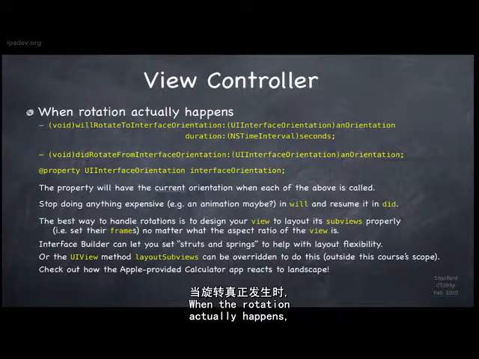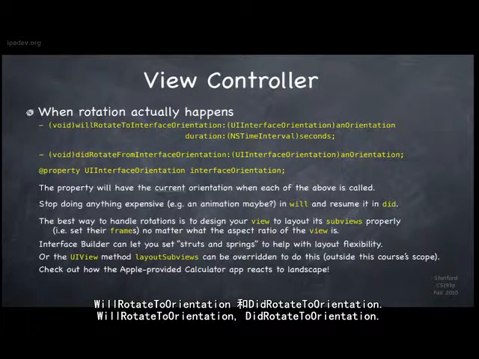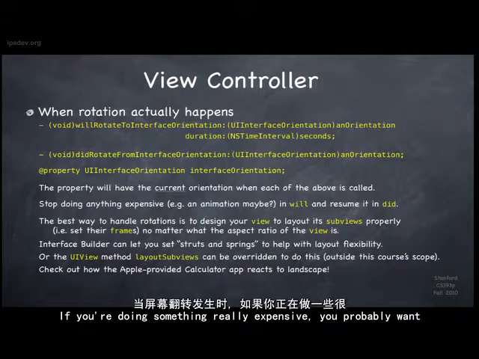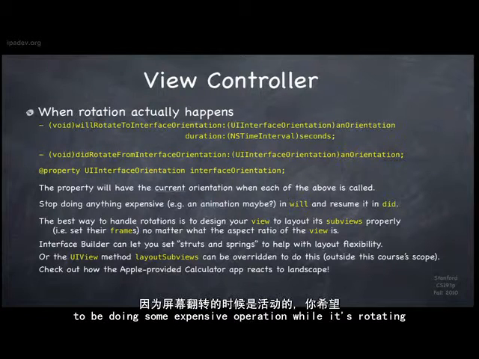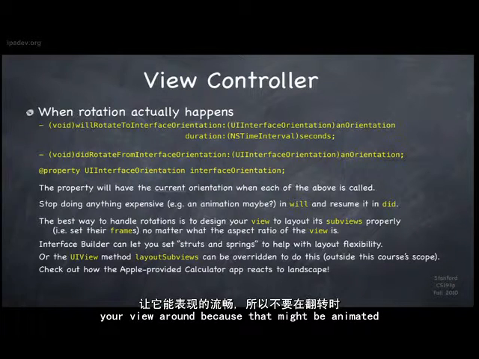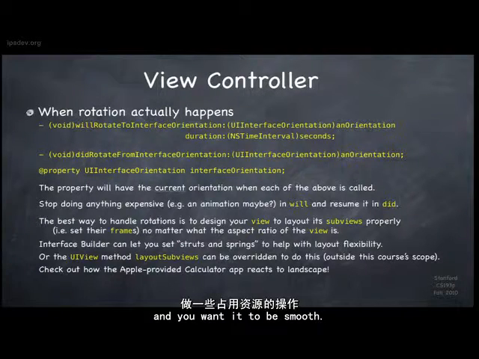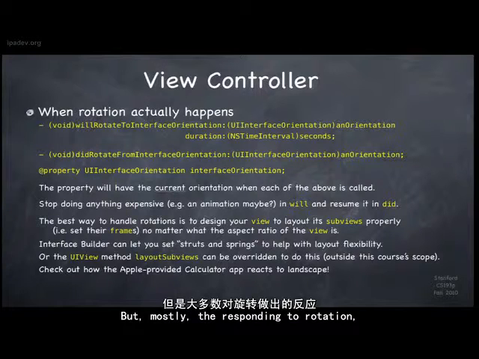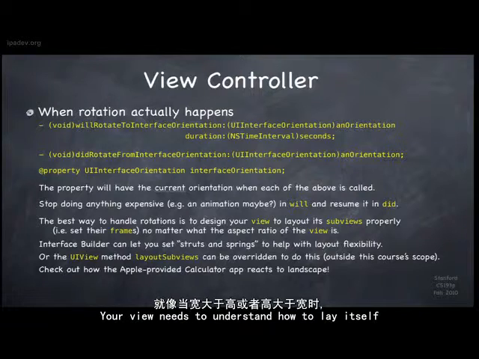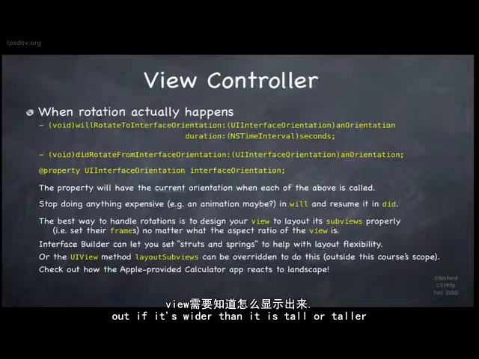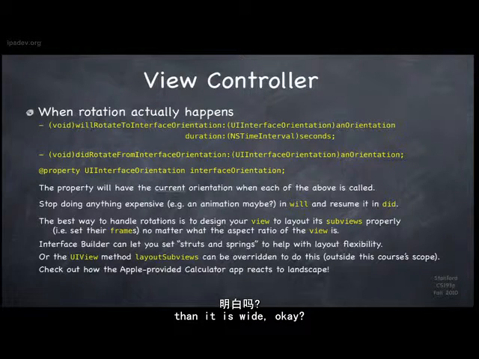When the rotation actually happens, you'll get these messages: will rotate to orientation, did rotate to orientation. You actually don't do much in these methods. If you're doing something really expensive, you probably want to stop when the will comes, because you don't want to be doing some expensive operation while it's rotating your view around, because that might be animated and you want it to be smooth. But mostly, responding to rotation, you do that in your view. Your view needs to understand how to lay itself out if it's wider than it is tall, or taller than it is wide.